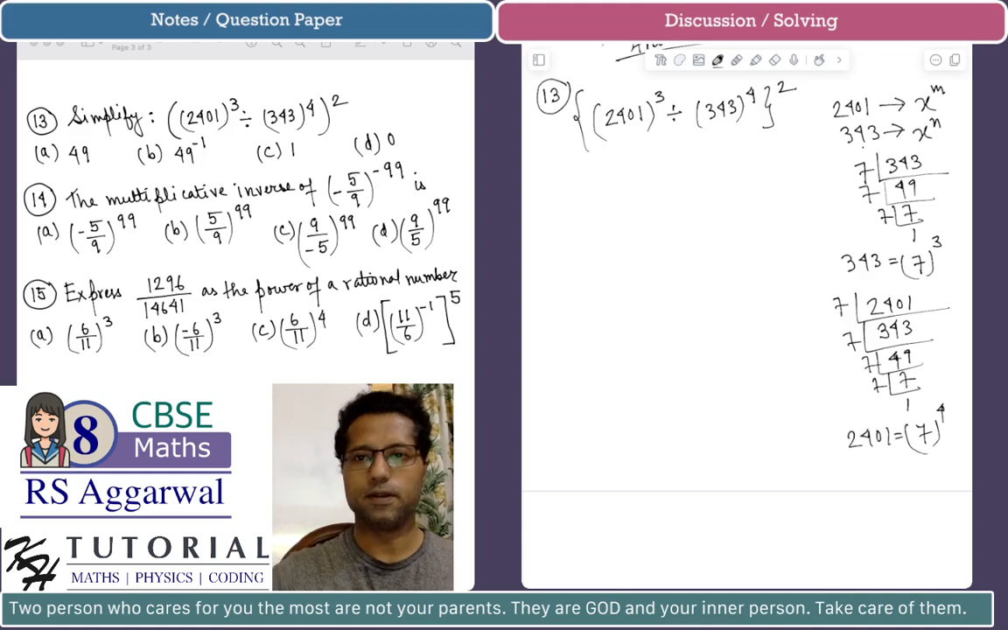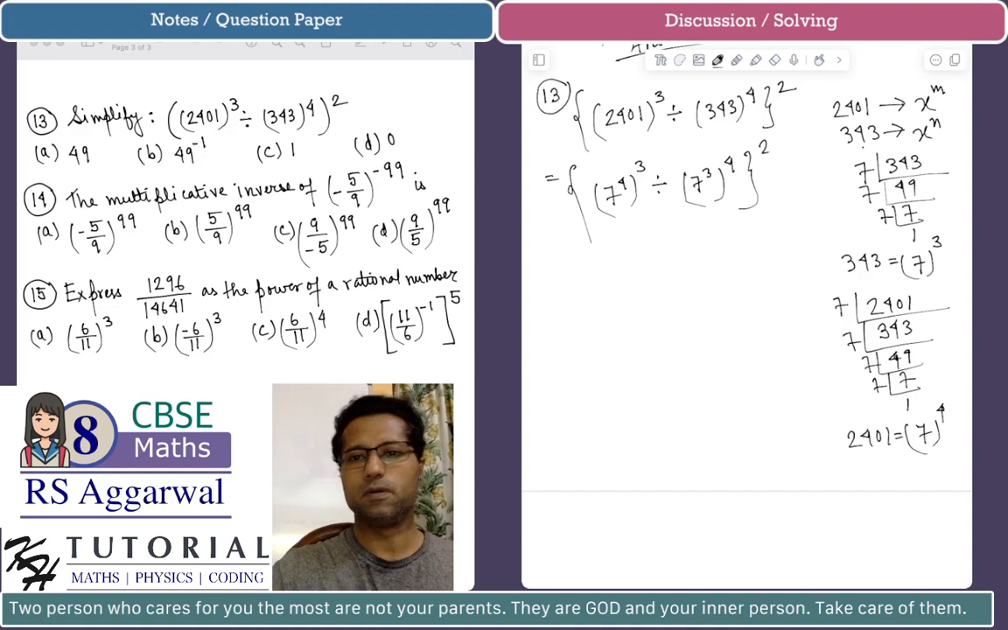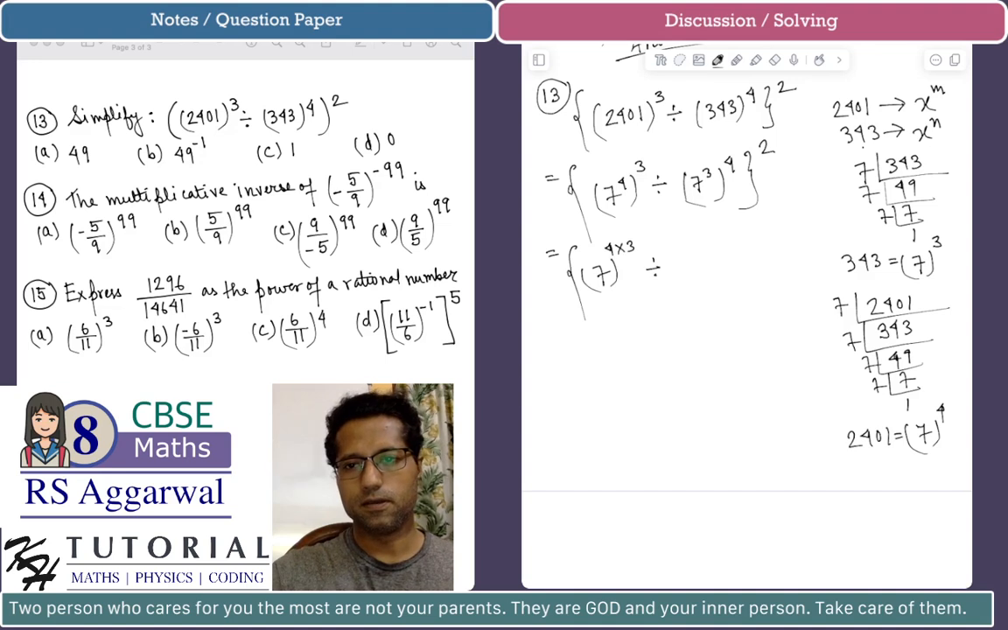Great. So now we can write it as 2401 is 7 to the power 4, and this whole is raised to the power 3, divided by 343 which is 7 to the power 3, and this whole raised to the power 4. We have this division, and then the division is raised to the power 2. So this is equal to 7 raised to the power 4, and again that raised to the power 3, we are having two levels of powers, 4 and 3. So this will be 7 raised to the power 4 multiplied by 3, divided by 7 raised to the power 3 multiplied by 4, whole square.